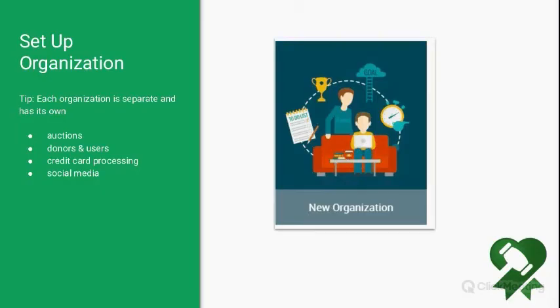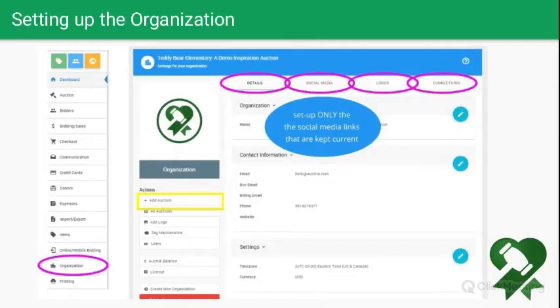Each organization is separate and has its own auctions, donors, users, credit card. Let's take a look at that a little closer. So I am on the organization page. I just clicked organization on the left, and I want to draw your attention to a couple things. You've got across the top, circled in pink, the details of the organization.